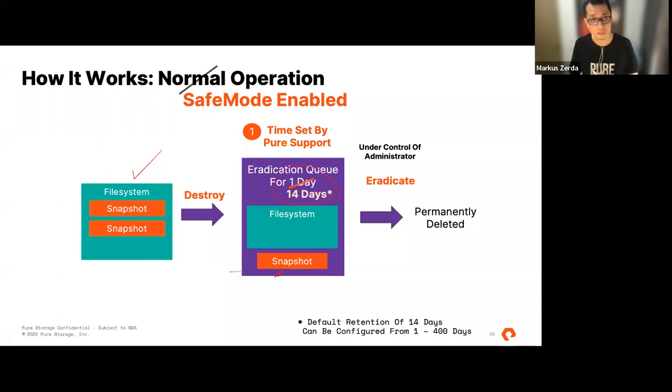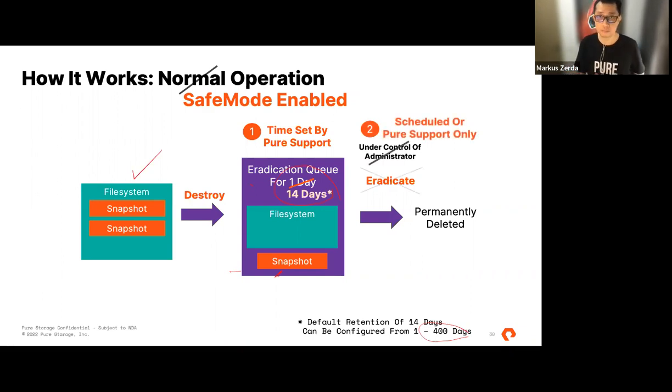So the customer can set this to either 7 days, 8 days, or a maximum of 14. Actually, 400 days is the maximum. But you can do up to 14 days if you want to, right? So the admin cannot delete. Only with the help of support can they eradicate data now, or if they keep running the eradication queue for, let's say, 14 days.